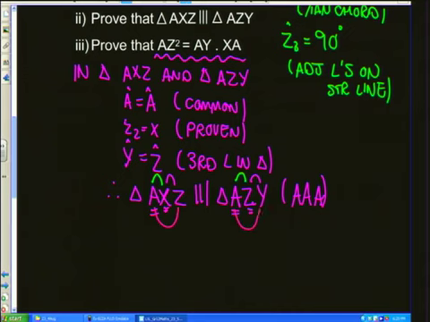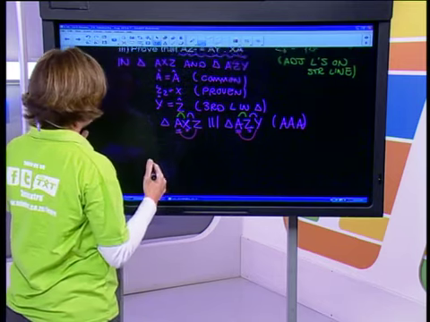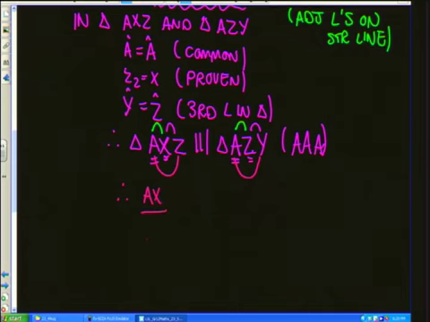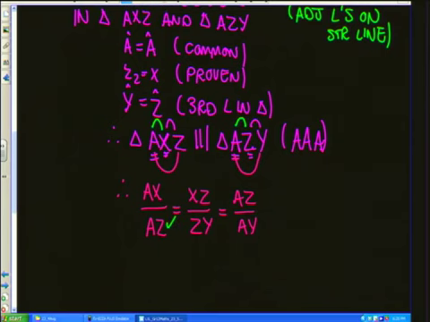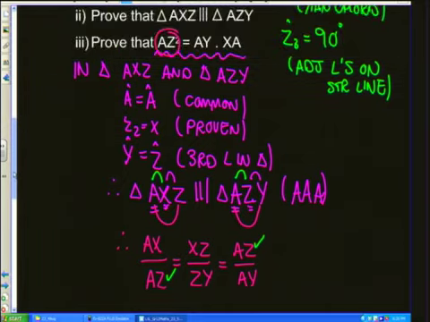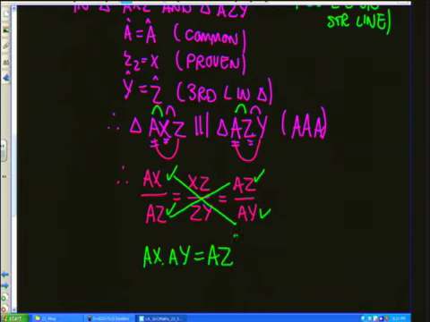Okay, and that's how you're going to set this up, because remember guys, if you've proven that the triangles are similar, you have proven that the sides are corresponding, they're in proportion. So therefore, here's our statement. AX over AZ is equal to XZ over ZY, which is equal to AZ over AY. And let's see, we're looking for an AZ squared. So what I want you to do is this. Look for AZ. I've got an AZ there, give it a tick. And I've got an AZ over there, give it a tick. And AY and XA, look there, they're all together. So what we do is we cross multiply. So AX times AY. And AZ times AZ is AZ squared, and we did that by means of cross multiplication.